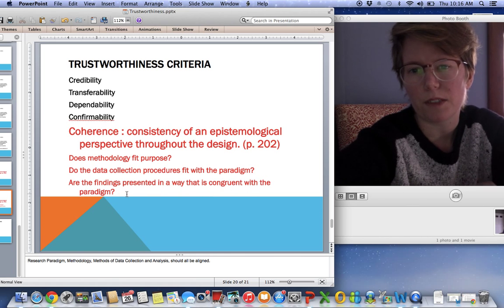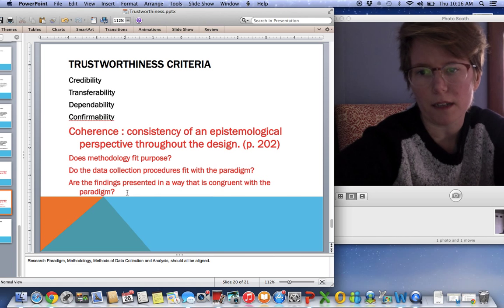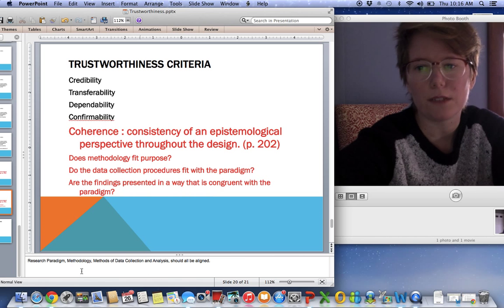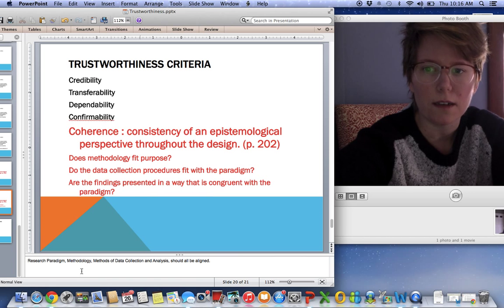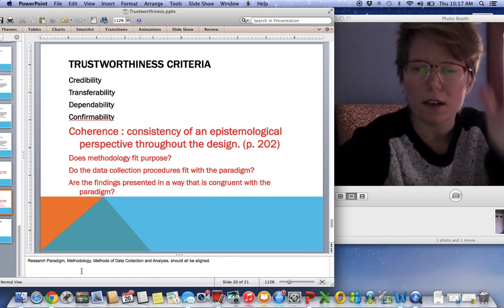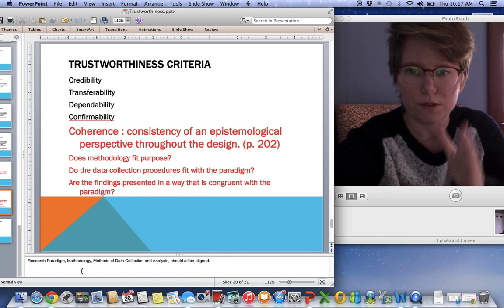Are the findings presented in a way that is congruent with the paradigm? So it's basically looking at all the pieces of a study, the research paradigm, the methodology, the methods, data collection and analysis, and seeing, are they aligned? Do they make sense?